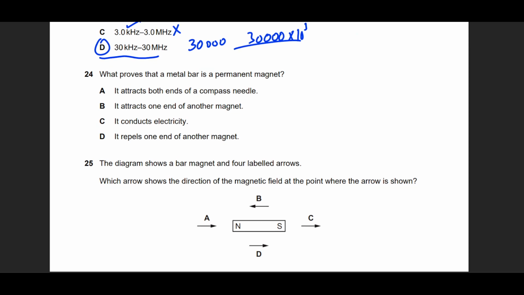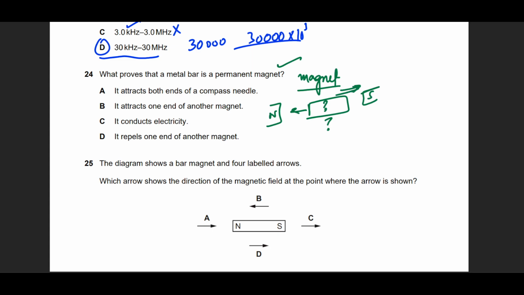Question number 24, he says, what proves that a metal bar is a permanent magnet? Now, for any element to prove its identity as a magnet, it has to make sure that it repels from any end. You see, attraction can be done by any object. If, let's say, this is an unknown object and you bring in the North Pole and it gets attracted, you bring in the South Pole, it gets attracted. Can we definitely say that this is an iron rod or a steel rod or whatever this is?